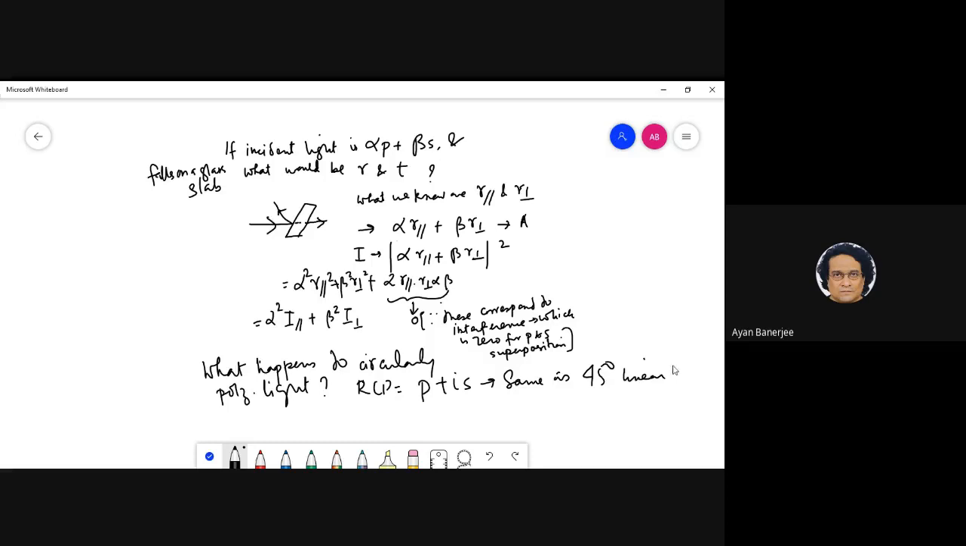Don't you think so? When doing the intensity, P plus iS dot P minus iS, it will be just P squared plus S squared. That is the same as when you have 45-degree linear also, right? Mathematically also you don't have that cross term. So it will be basically the same as 45-degree linear.